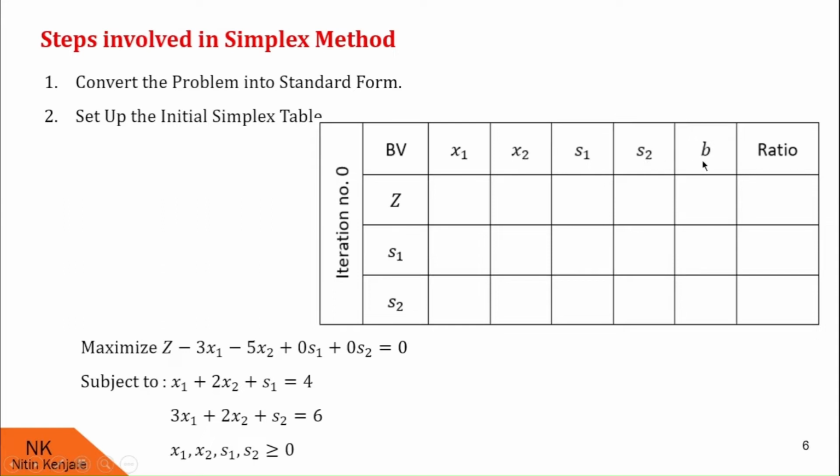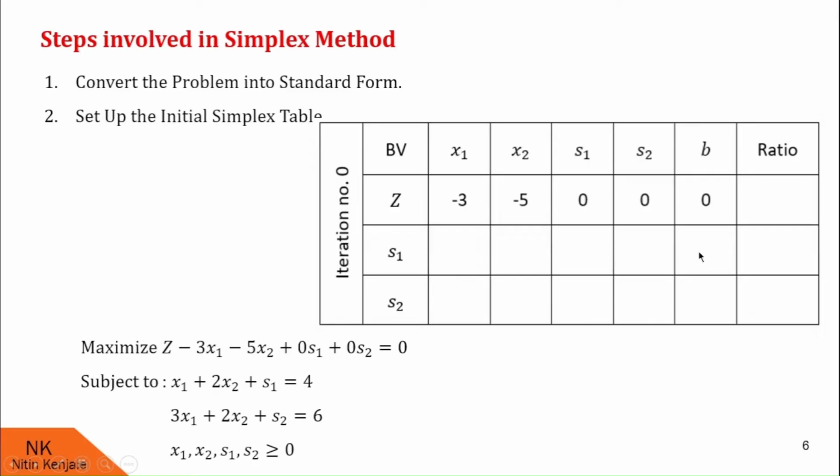Here we mention RHS. Then the column of ratios. Here we write the objective function. And below that, we list all the slack variables. Since there are only two slack variables involved in this example, we add only two rows over here. Next, I will discuss how to fill these boxes. In this row, we will write the coefficients of x1, x2, s1, s2 and the RHS of the objective function. They are minus 3, minus 5, 0, 0 and 0.